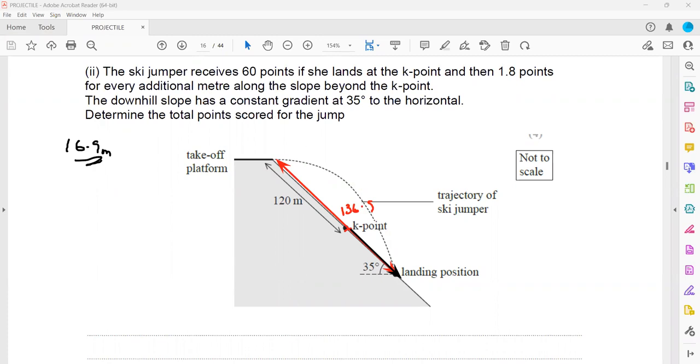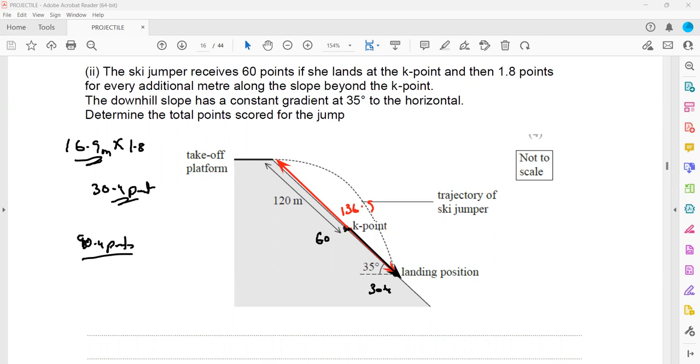The extra point for each extra meter is 1.8. So 16.9 multiplied by 1.8 will be 30.4. So 30.4 points will be extra after the K point. Till the K point, the score is 60, and after that 30.4 extra points will be there. So what is the total points score? It will be 90.4 points.